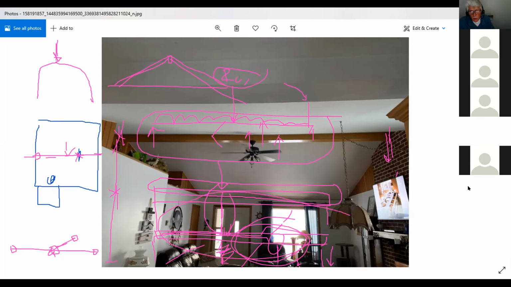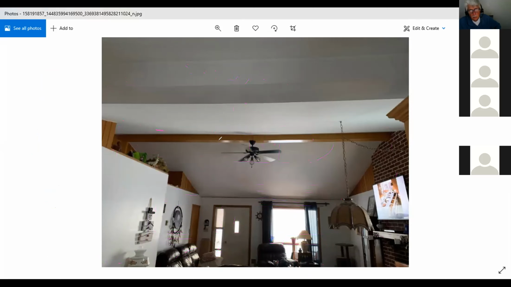The columns that you want to modify, do you want to modify them in this area here, or do you want to modify them in this area here? Which area do you want to modify your columns? I think it would be in this area here. In that area there? Yeah.